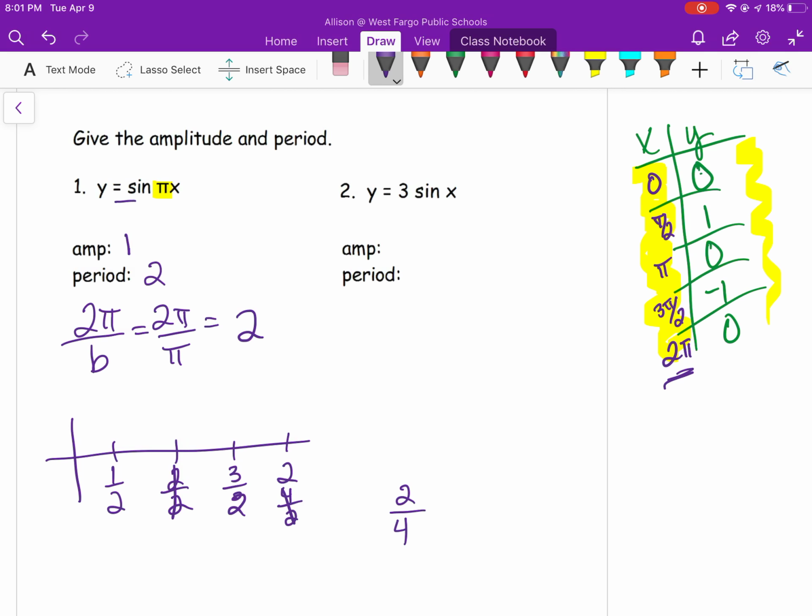period size. So this one has an amplitude of 3, that's my number out front, and this one has a b of 1, so 2 pi over b would just be 2 pi over 1, so it has a period of 2 pi, which like I said is the standard unit circle. It corresponds to the 0 degrees, 90, 180, 270, 360, 2 pi, 1 full circle.